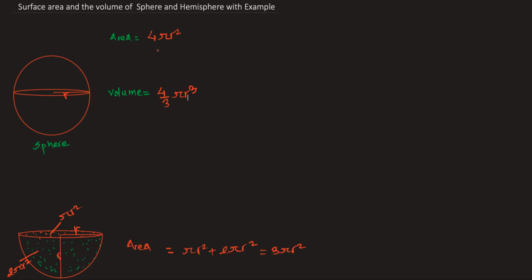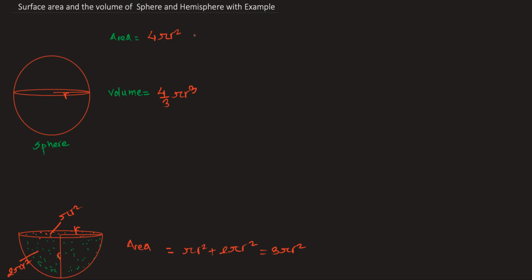In this video, I am going to show you how to find the area and volume of sphere and hemisphere. Let us start with sphere. Here is the sphere with radius r. The area can be found by 4 pi r square.